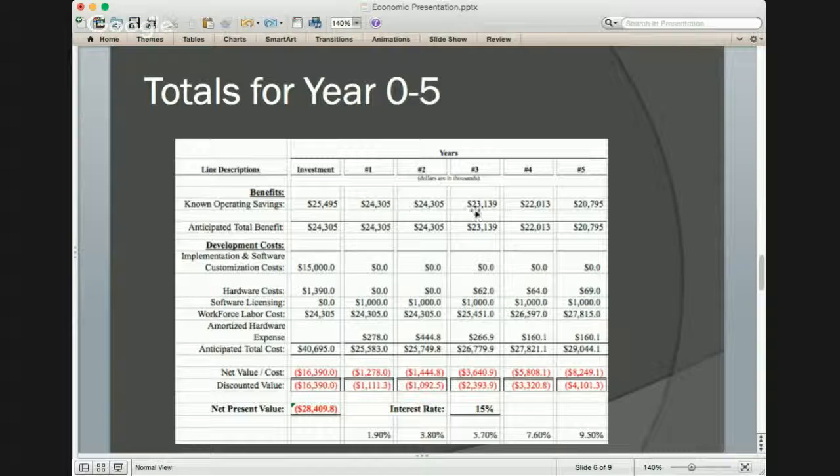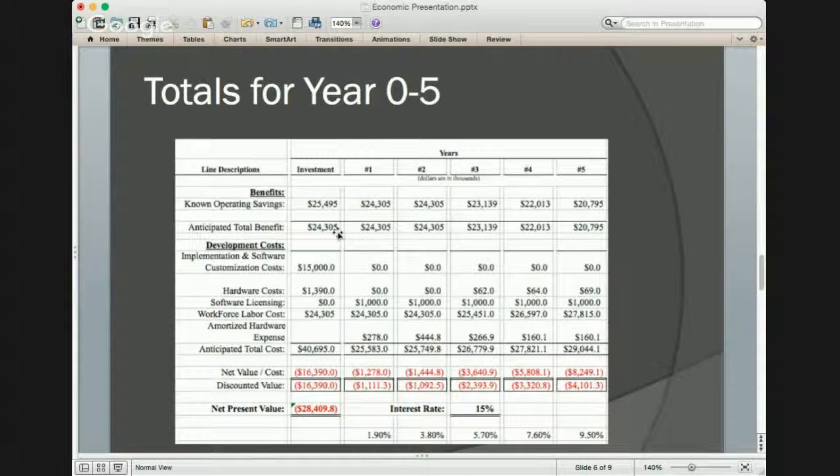As we go on through year 0 through year 5, that number lessens because we're hiring more people, so we're not saving as much. We're spending that money versus saving it. So that number depreciates, as we go into the development software customization costs. The implementation of the software and the software customization is $15 million total. And that is shown in year 0, the investment year, and then year 1 through 5, there's no cost.